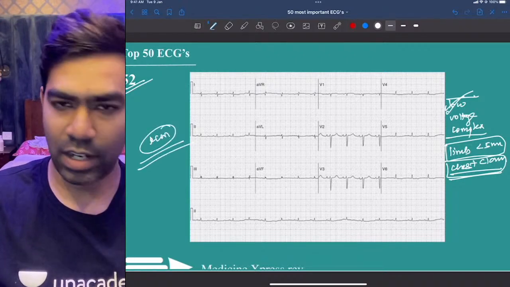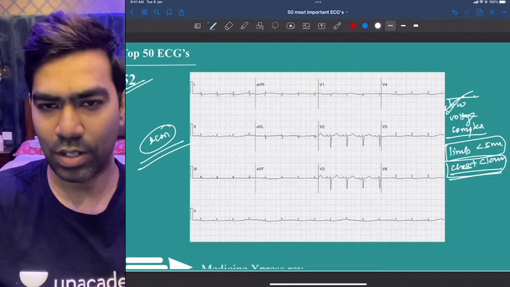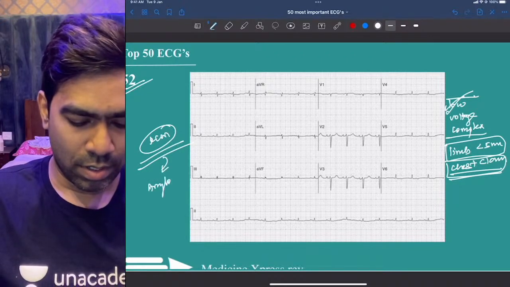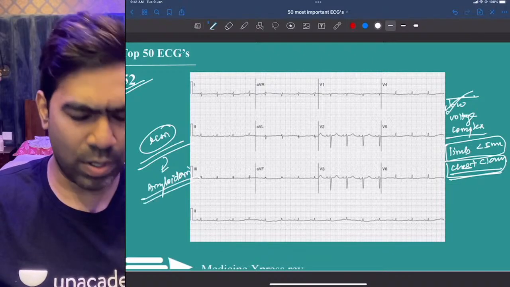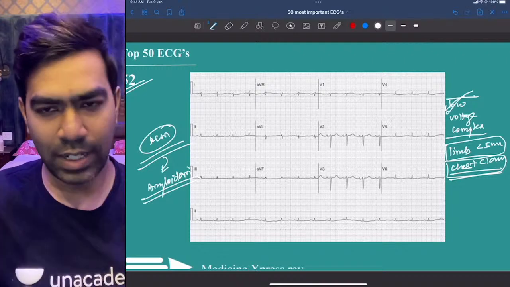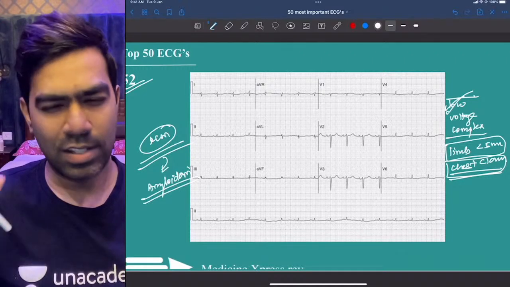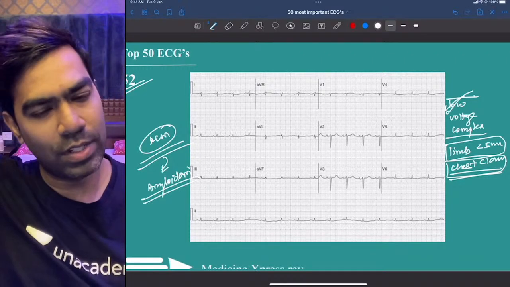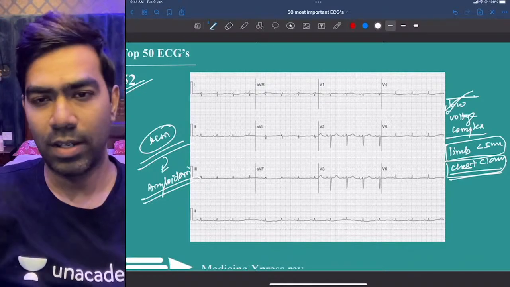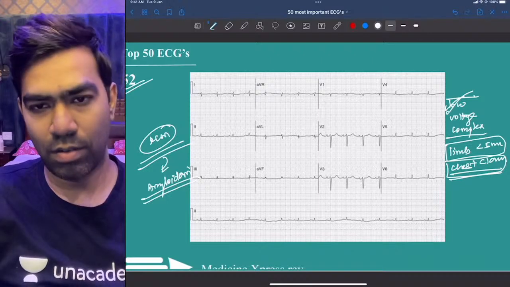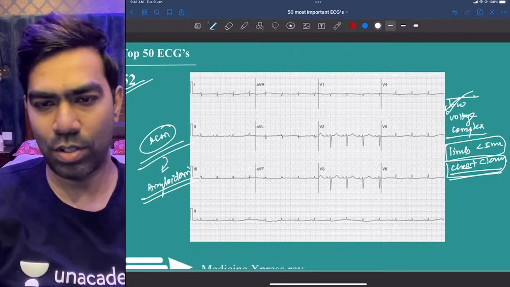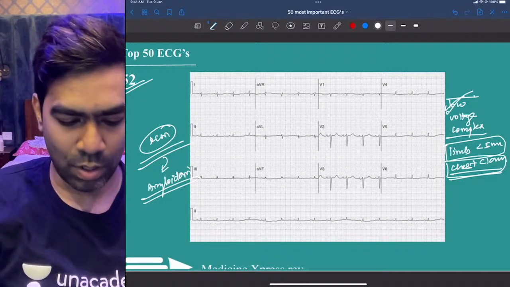In exam, whenever you see these kind of very low voltage complexes, always think about restrictive cardiomyopathy, in particular RCM due to amyloidosis. Very, very important point. Whenever you see extremely low voltage complexes like this, you have to look at the clinical background, but generally they will give you a patient with restrictive cardiomyopathy, especially due to amyloidosis, because amyloid is going to infiltrate the myocardium, and can prevent the ventricle from depolarizing properly, so the strength of ventricular depolarization will be very poor, and that's why you have to suspect amyloidosis in this situation.